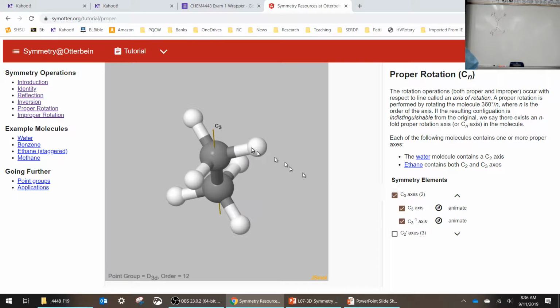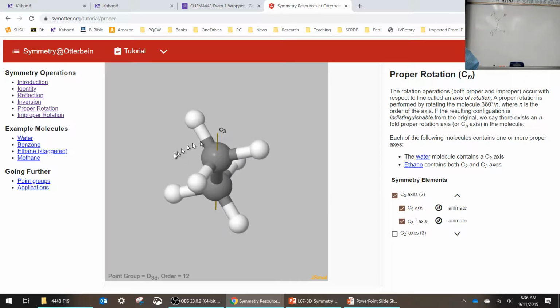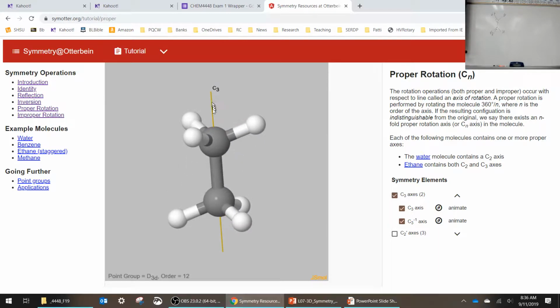It can't be down this axis because if I rotate that 180, this hydrogen doesn't have anything to rotate into. There's no hydrogen over there. So that can't be the C2 axis. That has to be the C3 axis. But if I tip this up, can you see the C2 axis right here? Again, mentally, you've got to be able to look at that molecule and say, yes, if I rotate that 180 degrees, the hydrogens go to the hydrogens, the carbons go to the carbons.